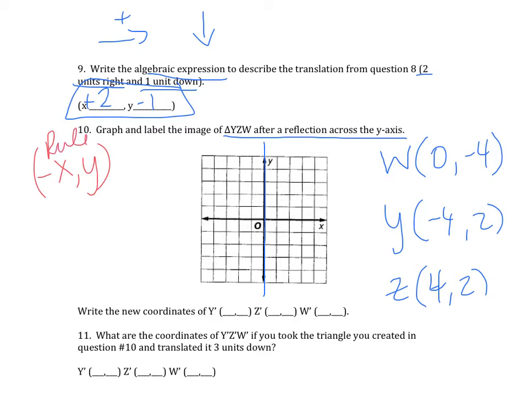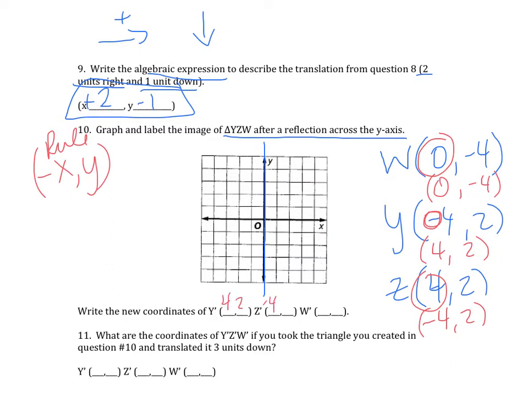So I'm going to take my x value and change it to the opposite sign. But it's a 0, so it's going to stay a 0. So this one I'm going to change to the opposite sign, so it's going to be a +4. This one is a +4, so I'm going to change to the opposite sign. So my y is 4, 2, my z is -4, 2, and my w is 0, -4.